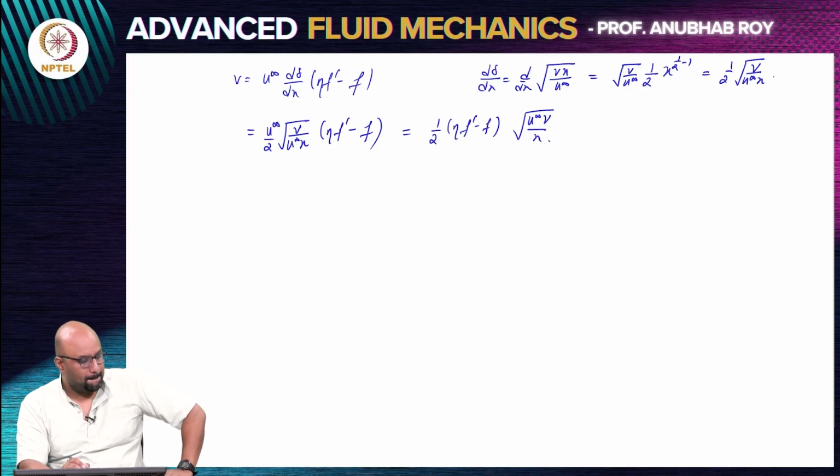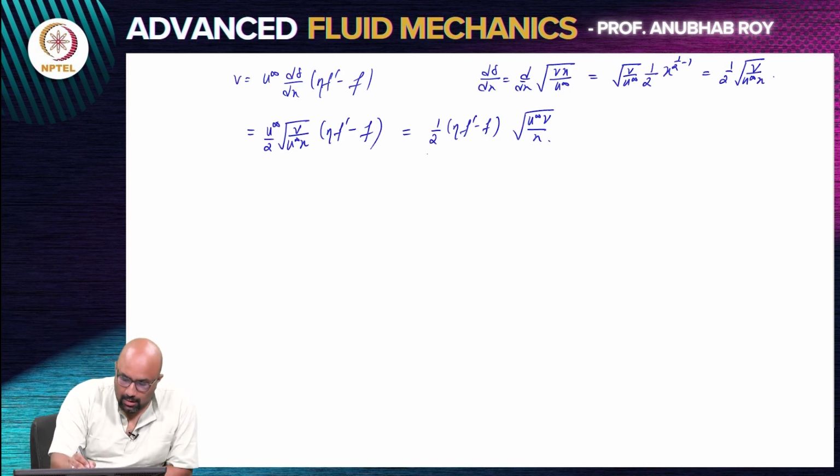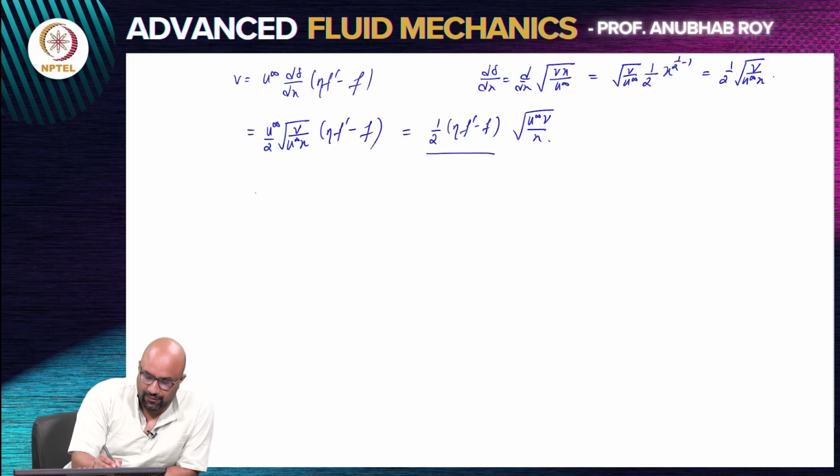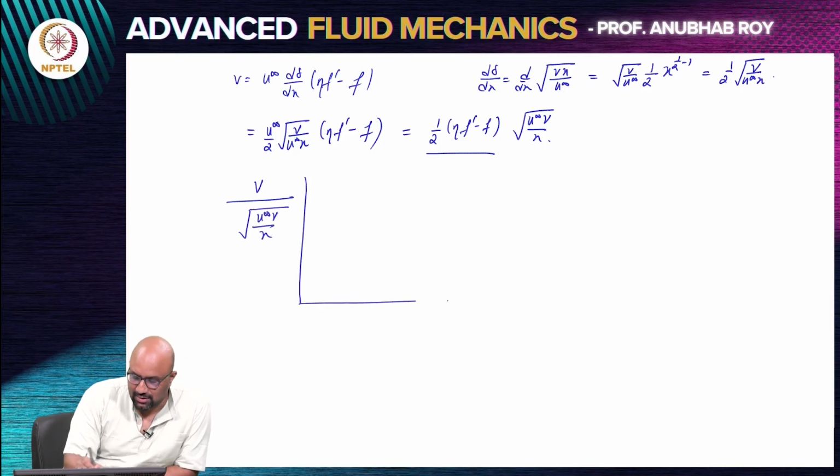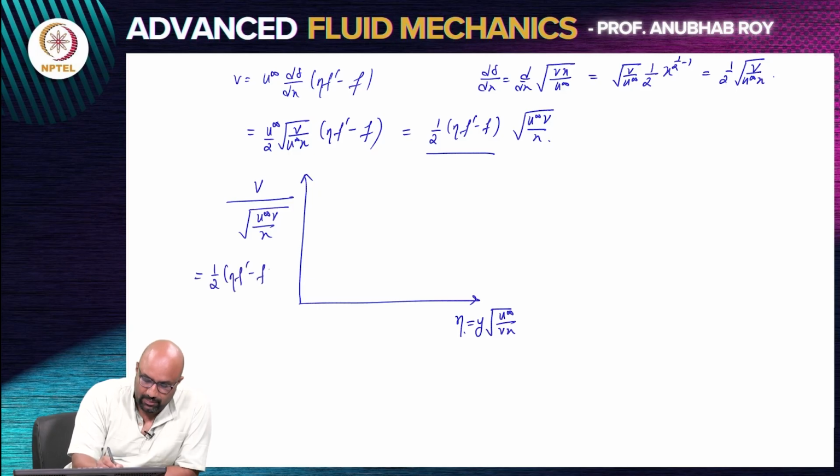Okay. So instead of plotting v, we can plot the quantity v divided by square root of u infinity nu by x as a function of eta, where eta is y times square root of u infinity by nu x. Now, this quantity is half (eta f prime minus f).